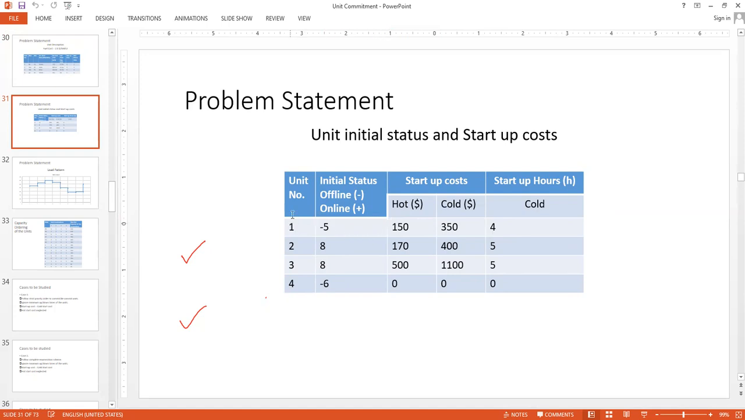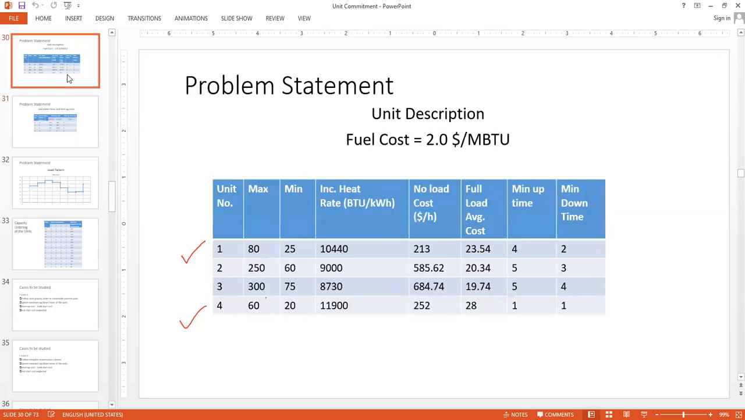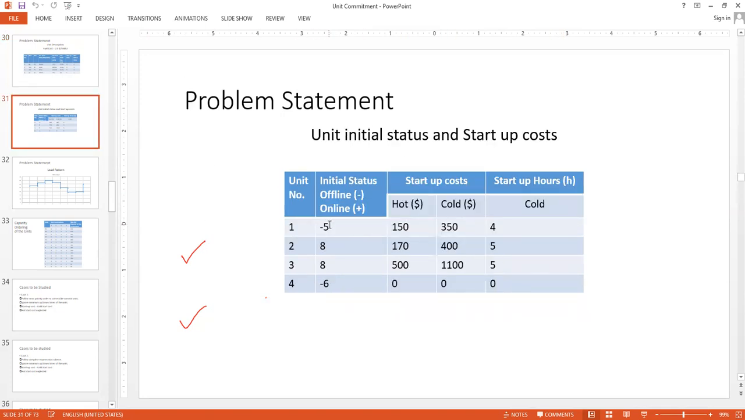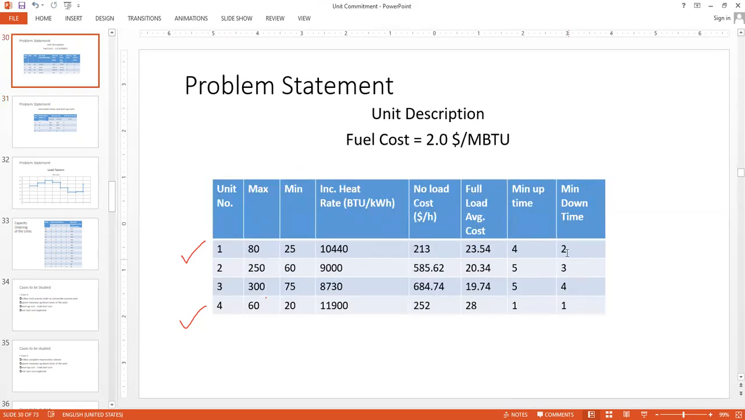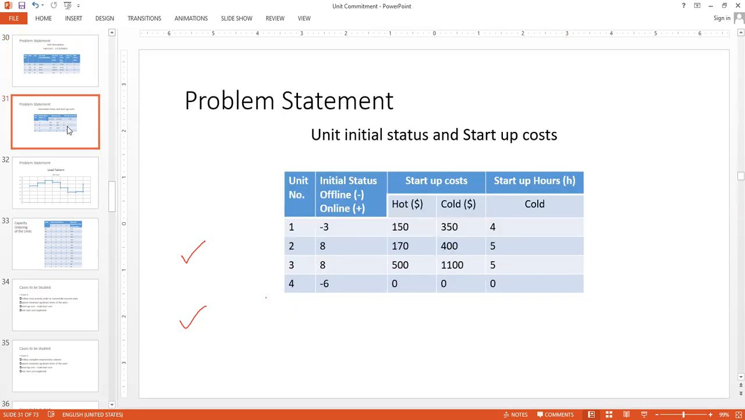Let's say unit number 1 has been turned off for 3 hours. Does it satisfy the minimum downtime? Yes, it does. In fact, if it is off for 2 hours, that is fine, but now it is off for 3 hours. So the minimum downtime constraint is satisfied because 2 hours is enough. If required, we can turn it on because the minimum downtime is satisfied.